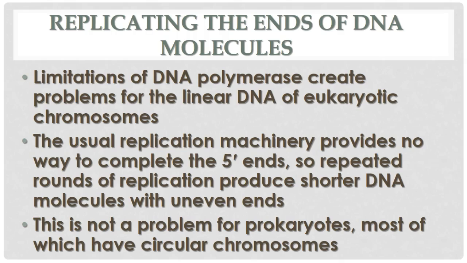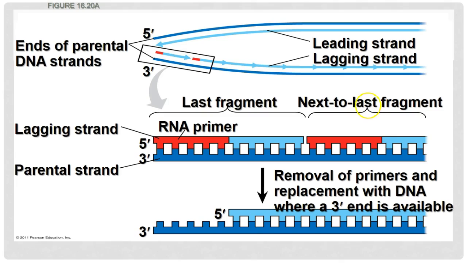When you get to the end of a DNA molecule, it's kind of hard to continue because that requirement to copy from 5' to 3' means it's not going to have a way to complete the 5' end. And so what you end up with is shorter and shorter DNA molecules with the ends being uneven over a period of time. For prokaryotes, this isn't a problem because they have a circular chromosome, so there's no end to the circular chromosome, but in linear chromosomes, it gets to be a problem.